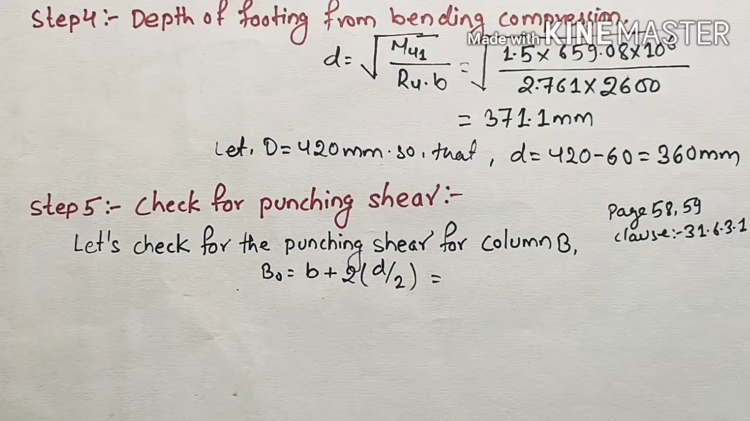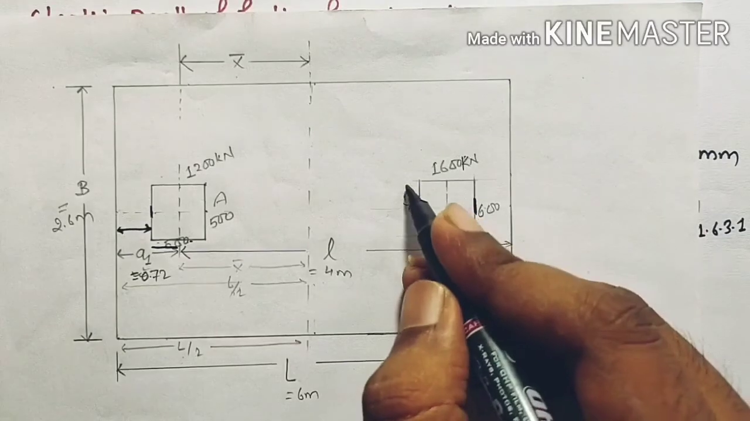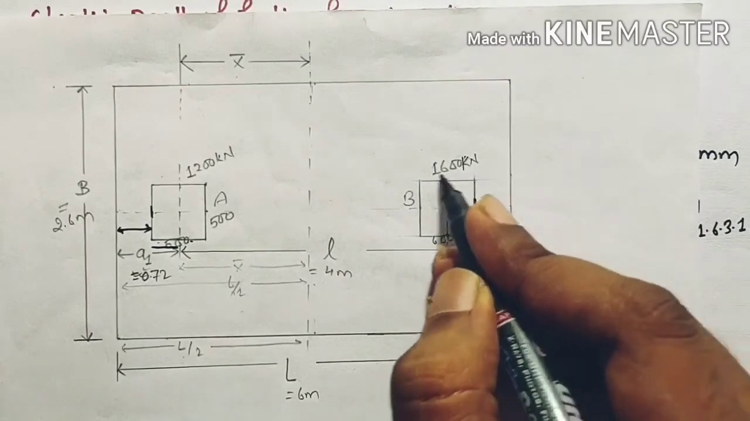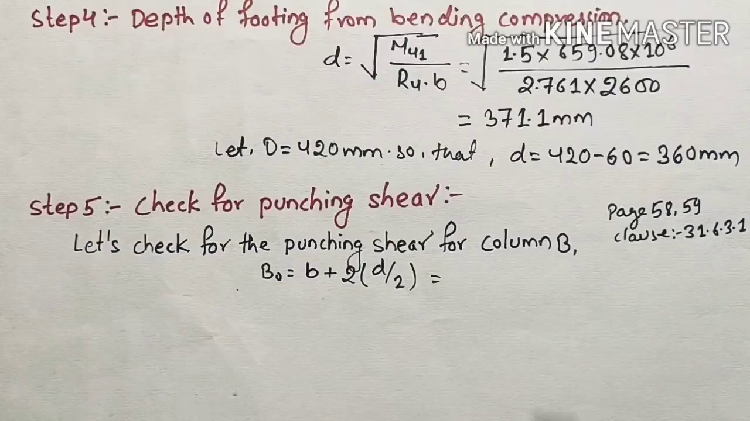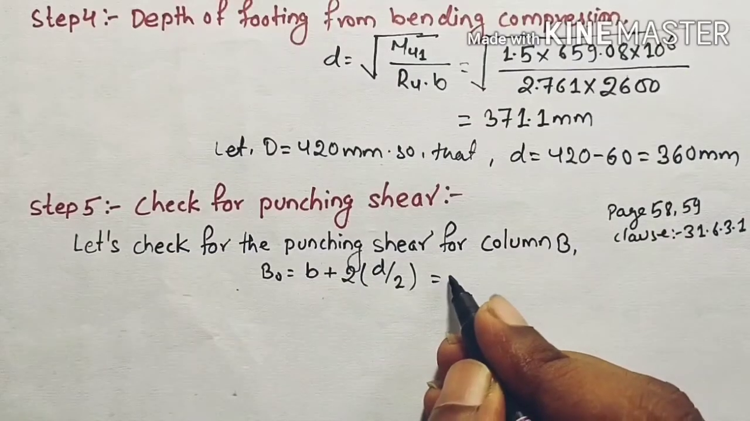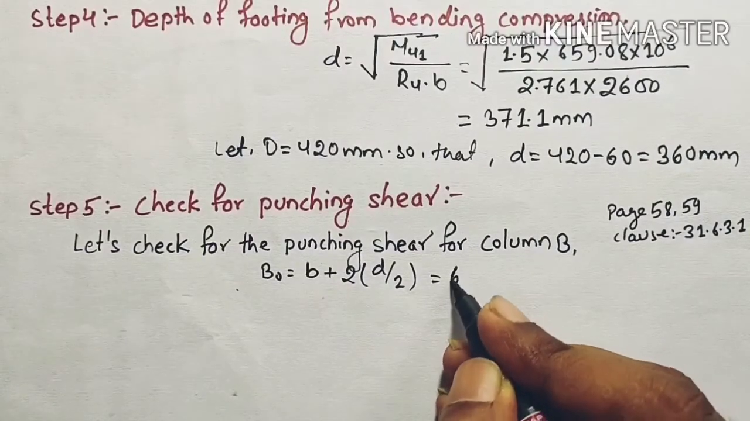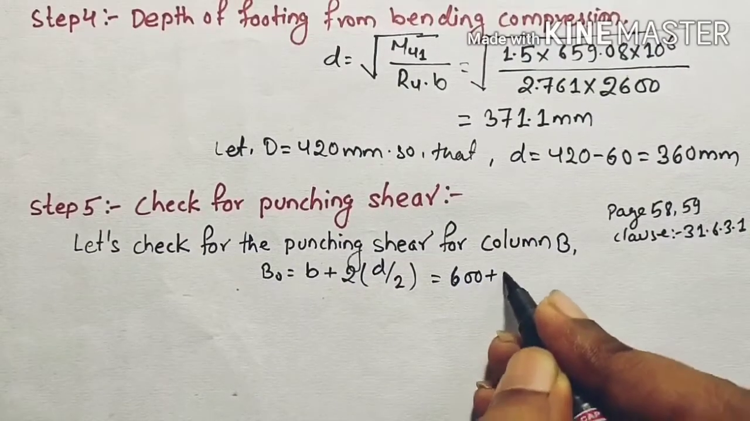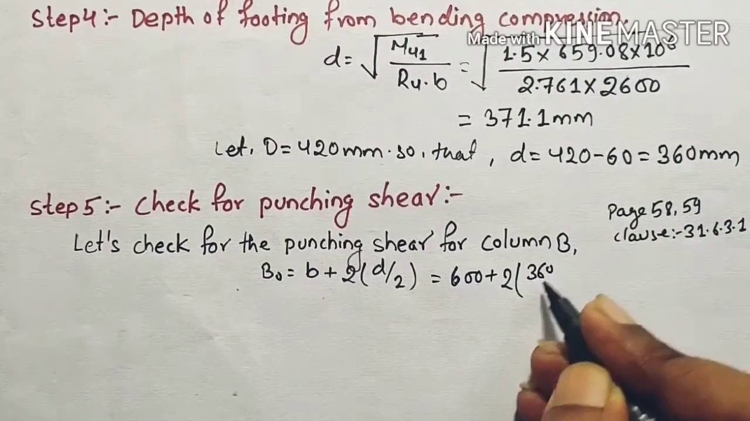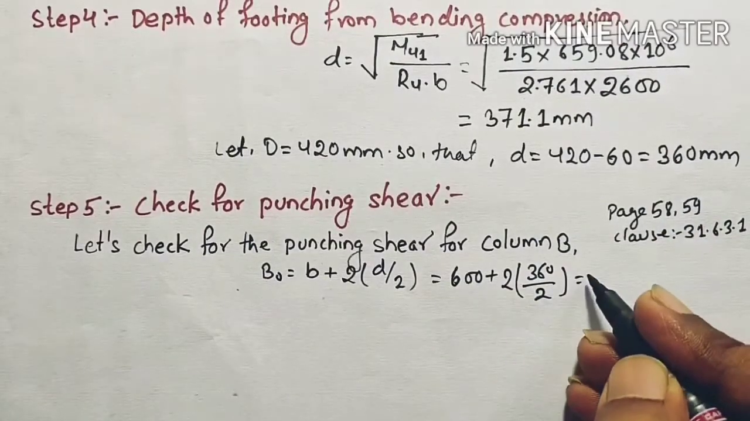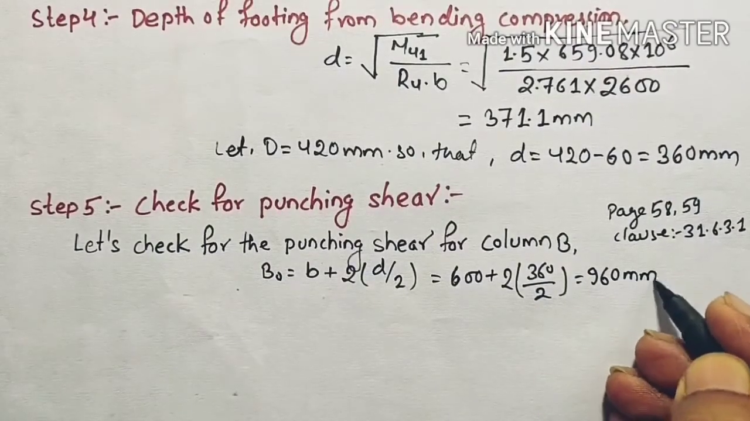Let me show you in the diagram. Here, as you can see, the width of the column B is 600 millimeter, and we are taking the section for the punching shear at distance d by 2 from the face of the column. So we will have B note equals 600 plus 2 times d by 2, and d is 360. So we will have B note equals 960 millimeter.